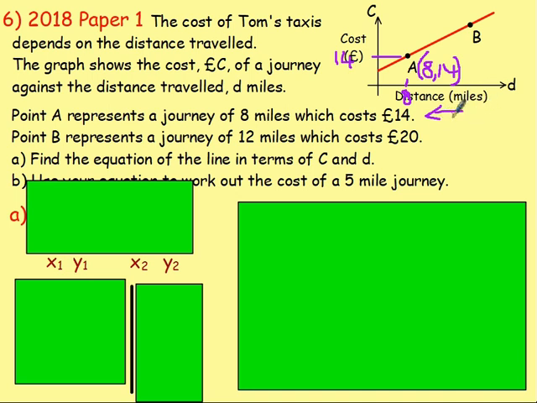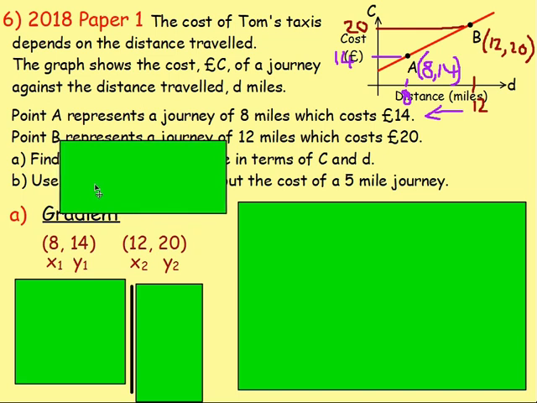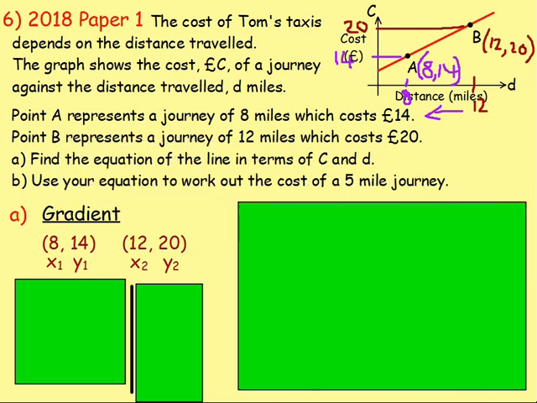Point B represents a journey of 12 miles. So for that one, from 0, we came along to 12. So put 12 down here. And then we started going up in the y-axis and we went up to a height of, well, it says the journey cost £20. So from here, if you go straight along to your y-axis, it's going to cost 20. So again, if you think about that as a coordinate, bracket, you'd have 12, 20, close bracket. So we've now got these 2 points. We've got the 8, 14 and the 12, 20.